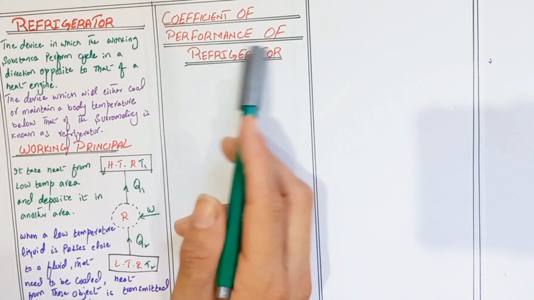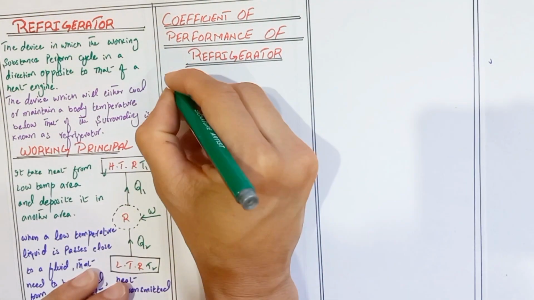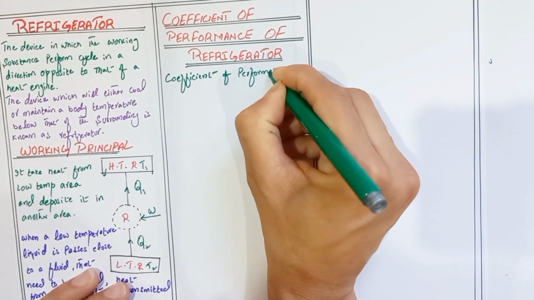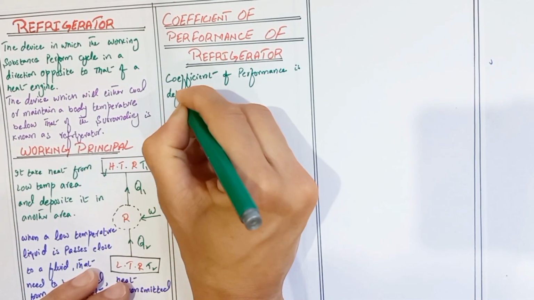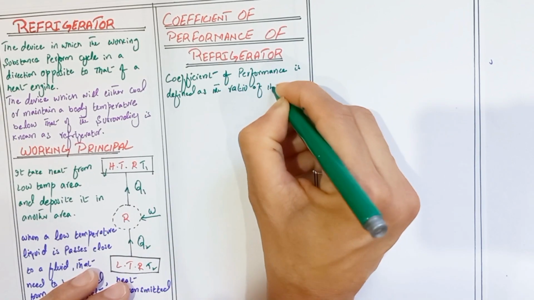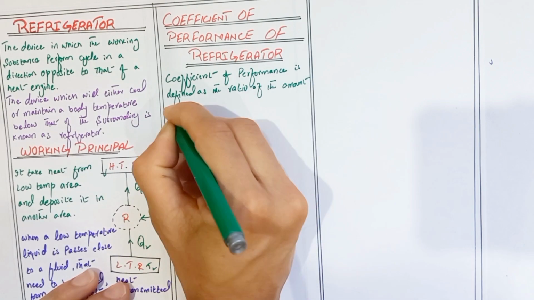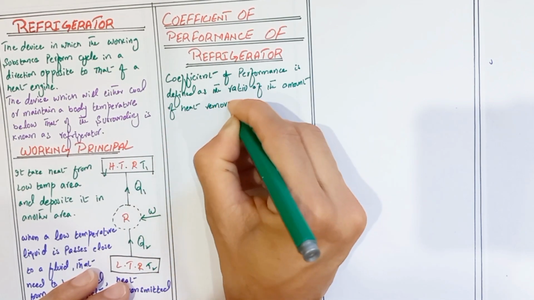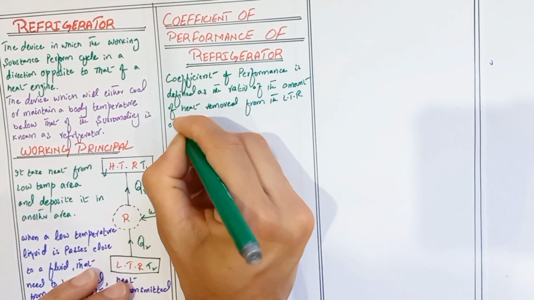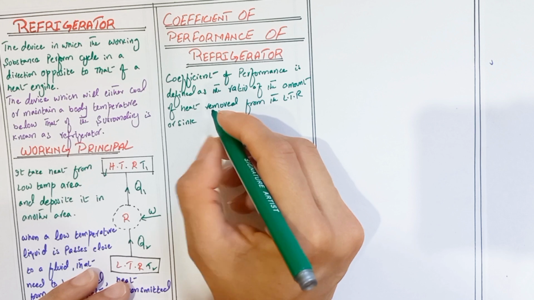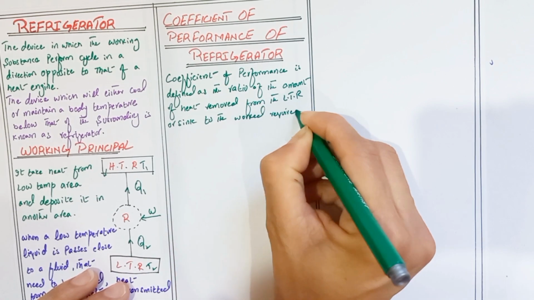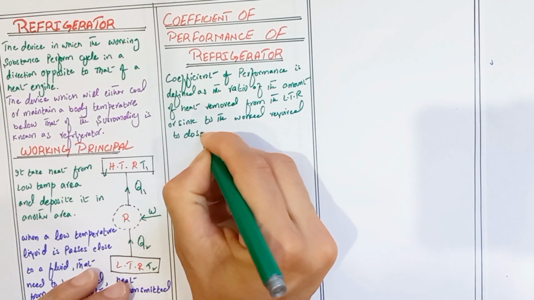Now we calculate the coefficient of performance of the refrigerator. Coefficient of performance is defined as the ratio of the amount of heat removed from the low temperature reservoir or sink to the work required to do so.